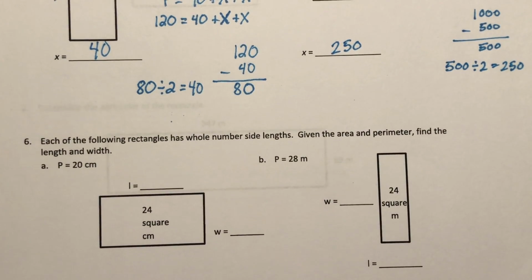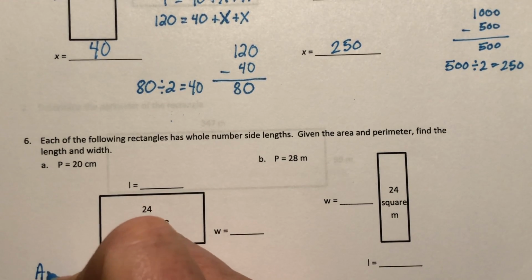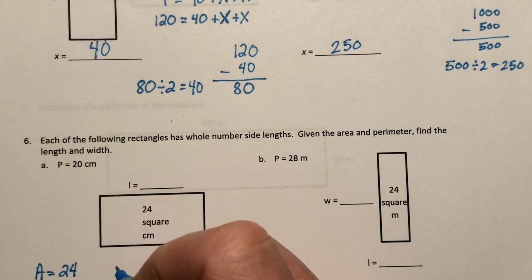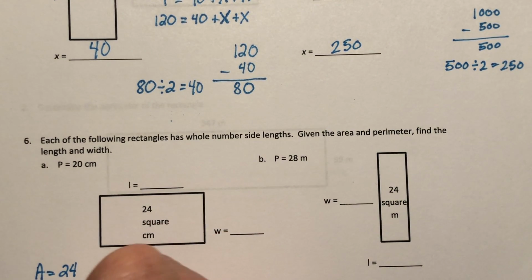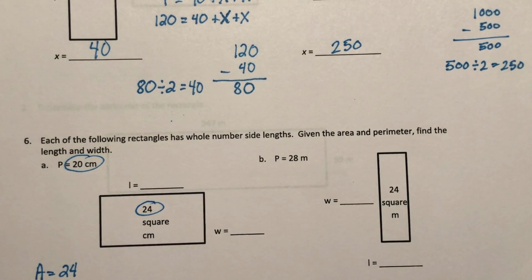We have to figure out, this is 24 square centimeters. What I want to do is trial and error. So let's do my area is equal to 24, and area is equal to length times width. I've got perimeter 20 and area 24. So I'm going to come up with all my options for area here, so it's length times width.